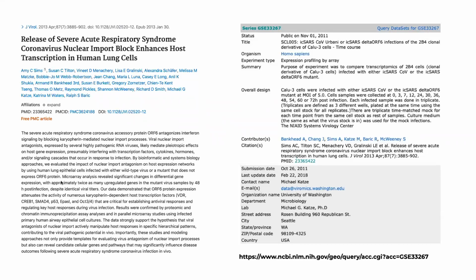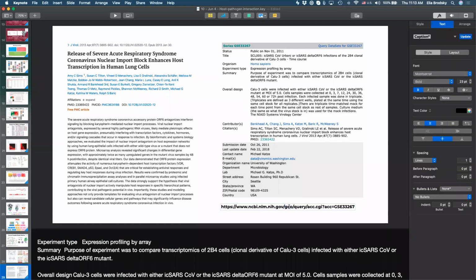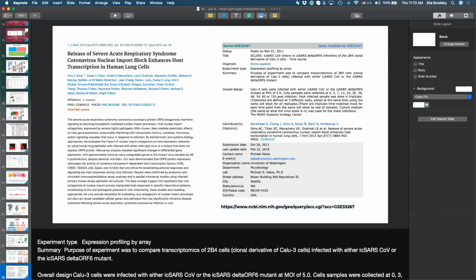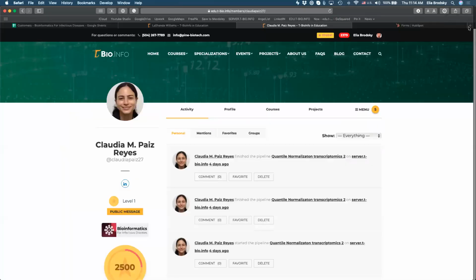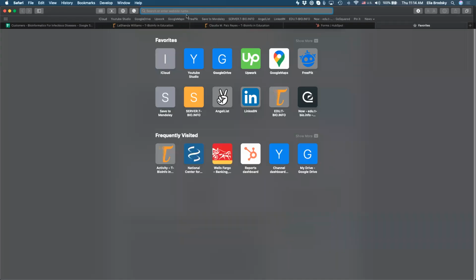So this publication has an associated data set. Let's take a look at this data set real quick. I'm going to post this for all of you. Sorry, this privately. Let's go to everyone. Okay, so let's go and take a look at this together.